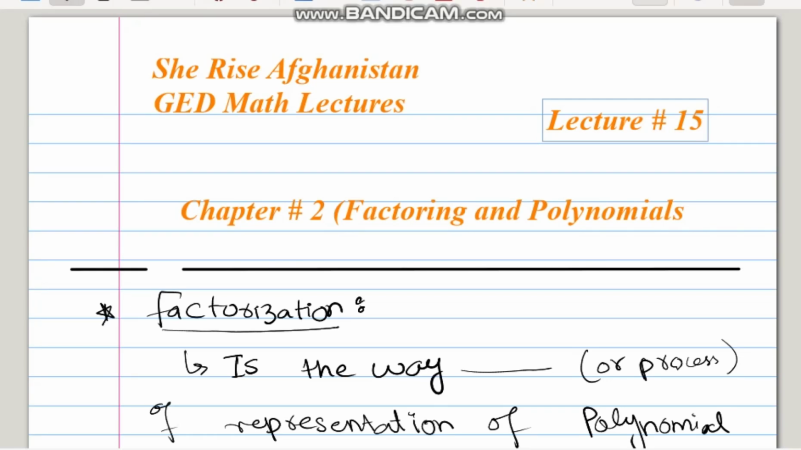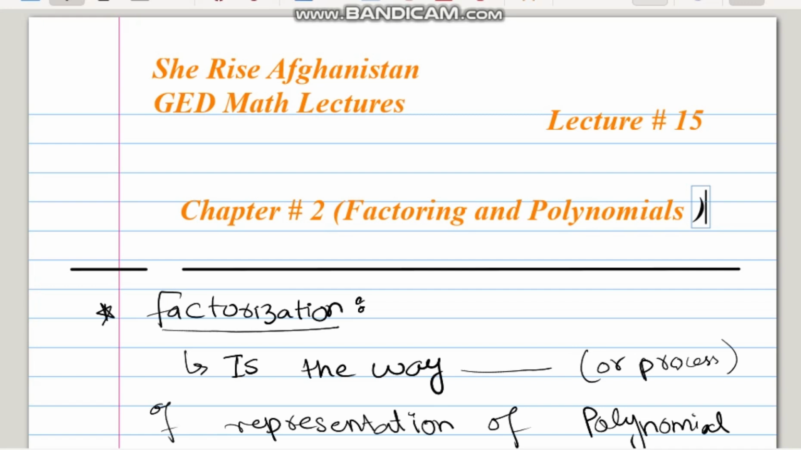The unit we are studying is chapter number 2, factoring and polynomial. Chapter number 2 is factoring and polynomial. Factoring and polynomial are two different words, not the same thing. Factoring is one thing and polynomial is another thing.